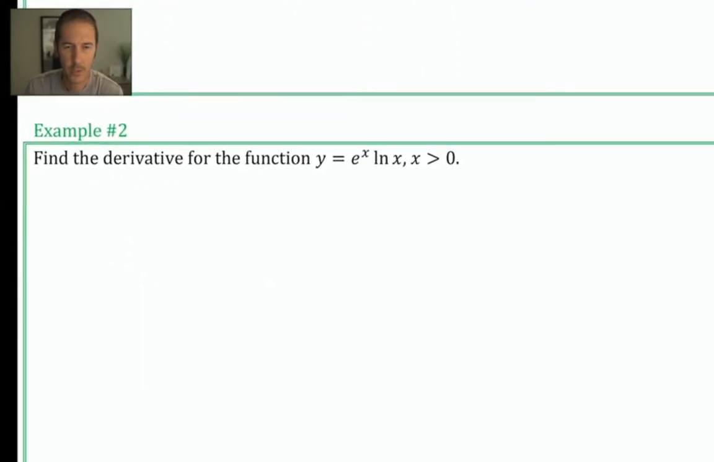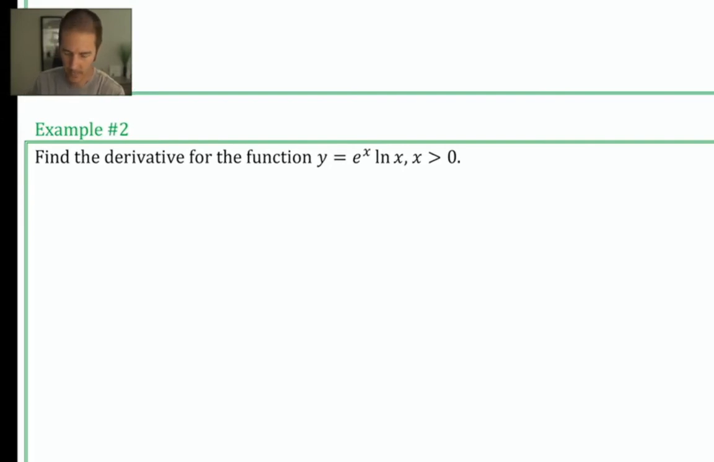Here we want to take the derivative of a function that contains a logarithm and an exponential. So we've got e to the x as the exponential, and the natural log of x as the logarithm. And these two things are connected by multiplication. So we're going to be using the product rule. The e to the x is a factor, the natural log of x is a factor. So let's use the product rule.